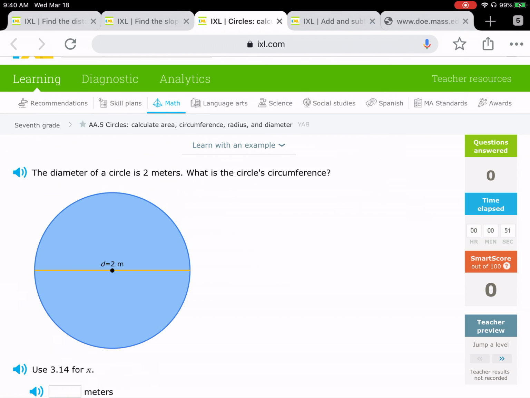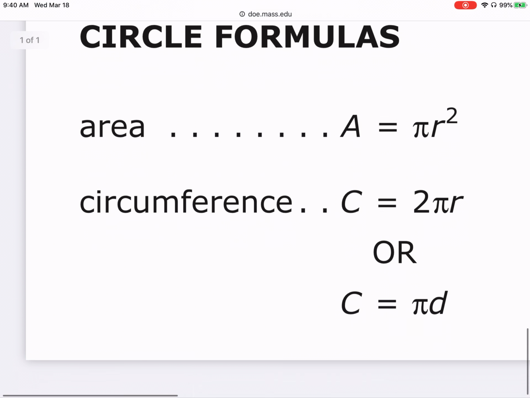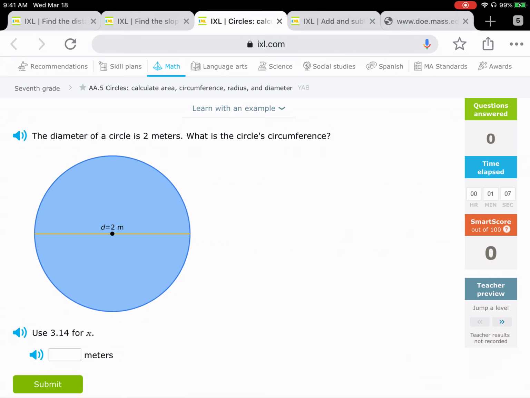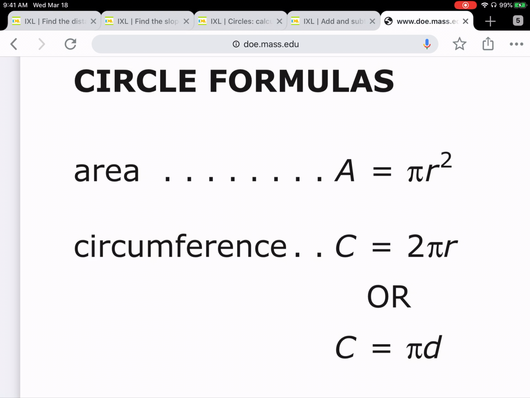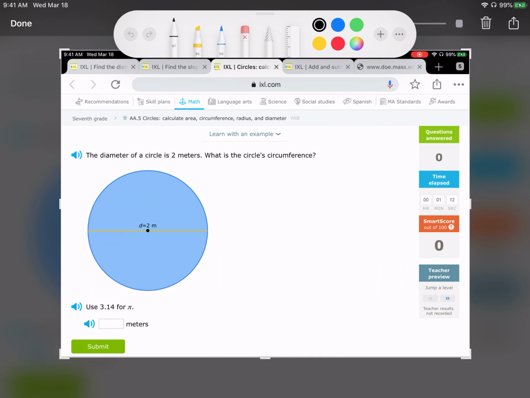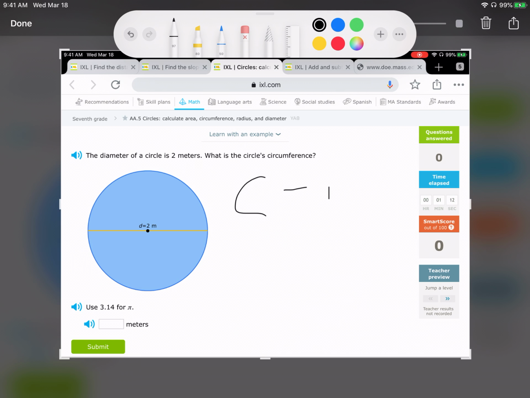So what I'm going to do is start here. This problem is asking me to find the circumference. The diameter of the circle is 2. What's the circle's circumference? There are two different formulas here, 2 pi r or pi d for circumference. Since it's giving me the diameter, I'm going to use the one with diameter. So circumference is going to equal pi times d. That's my formula.